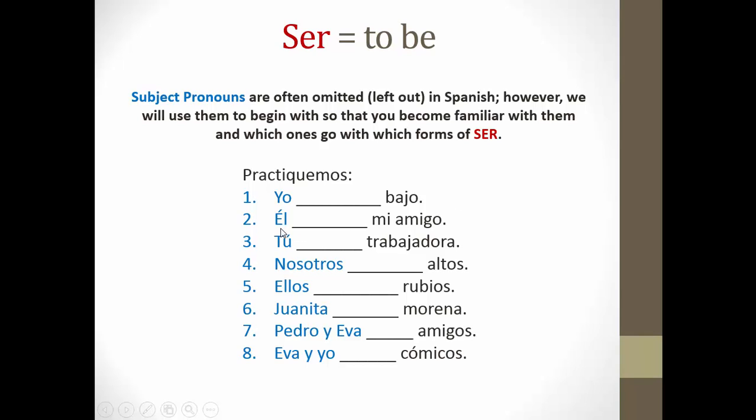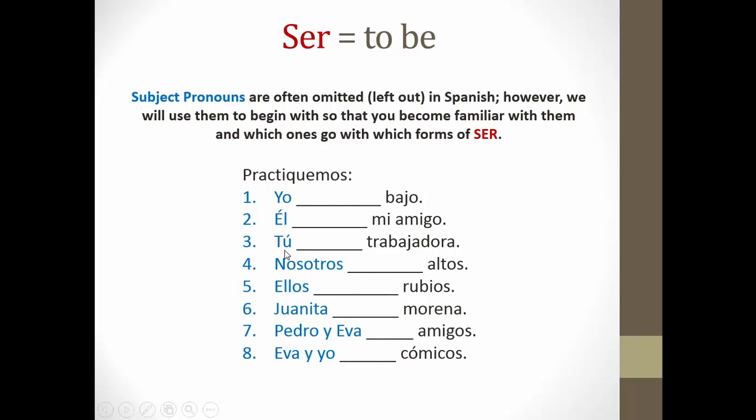Which form of the verb ser do we need if we see él? Use your verb chart on your note guide. Look to see which one matches up. Okay? The right answer is es. So él es mi amigo means he is my friend.